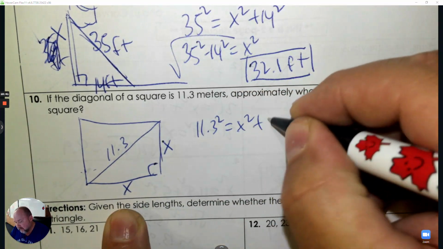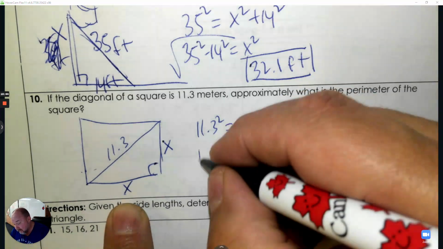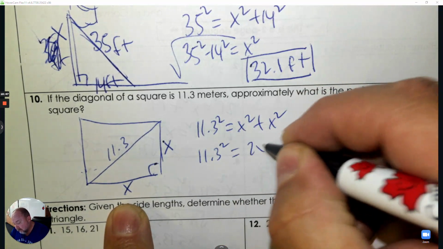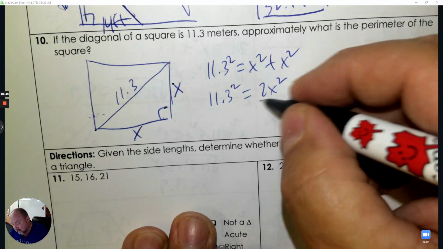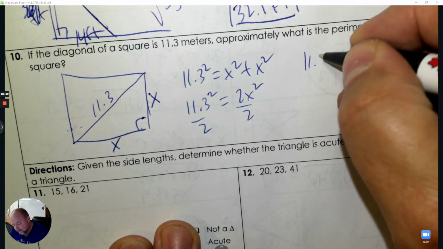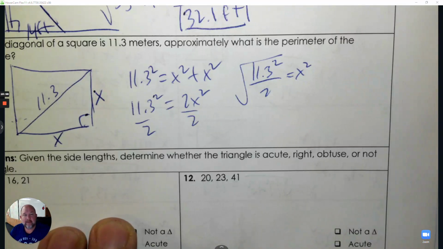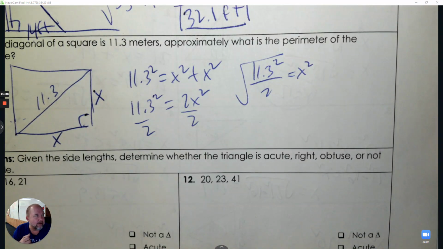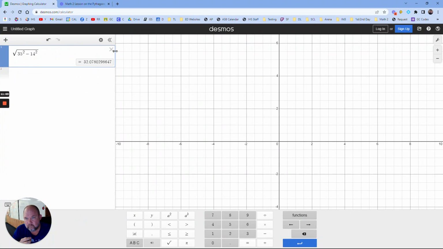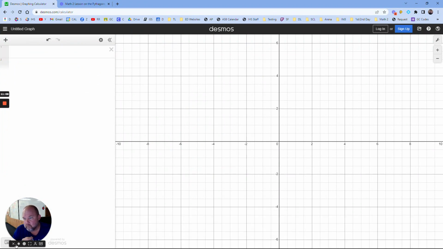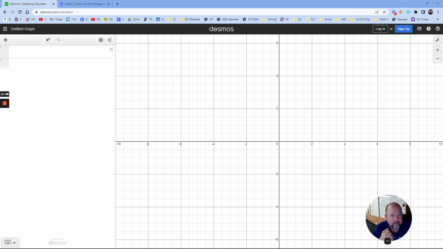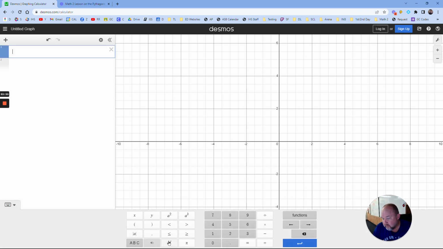But I have x squared and then another x squared I'm going to add up. So together that's 2x squared. So I'm going to take and I divide by 2. And then the last step is I square root this. All right, so I divide by 2 and then square root. I'm going to use my calculator. Oh, my head's in the way again. All right, so I square root, and it's 11.3 squared divided by 2. Oh, it's about 8.